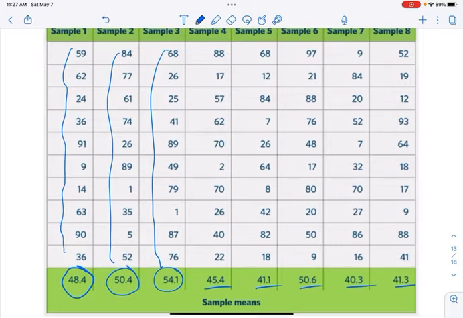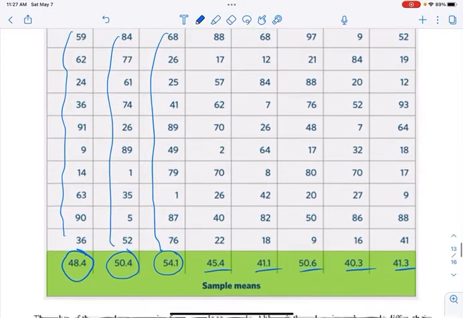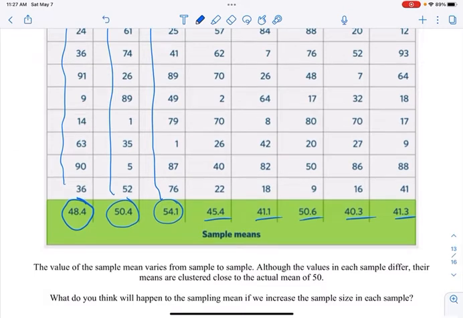They range. My lowest one here is 40. My highest one is 54. Okay, they range, but they're all sort of close to 50. So the value of the sample mean varies from sample to sample. Although the values in each sample differ, their means are clustered close to the actual mean of 50.